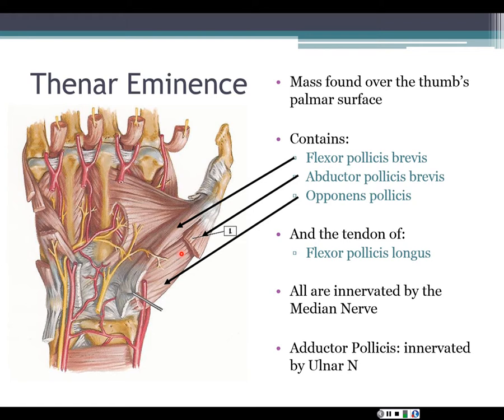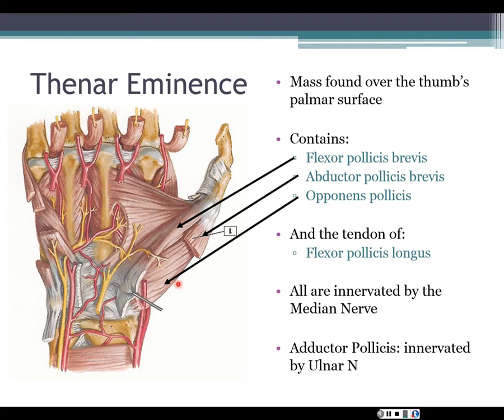So we have two areas of the hand that we talk about. The first one is going to be the thenar eminence. This is going to be the muscle mass found around the thumb, so it's going to be on the thumb side. The thenar eminence is composed of several muscles. The ones I want you to know are the flexor pollicis brevis. That one is positioned in the location where it can cause thumb flexion.